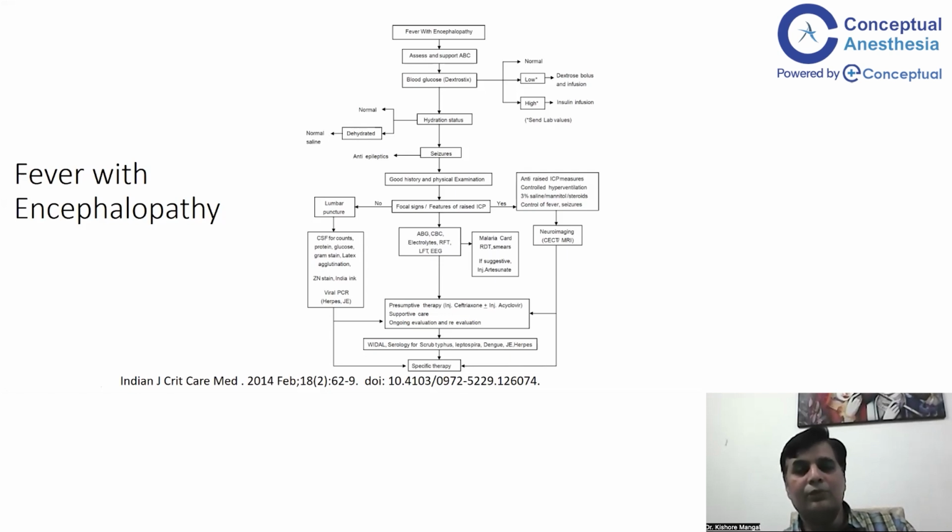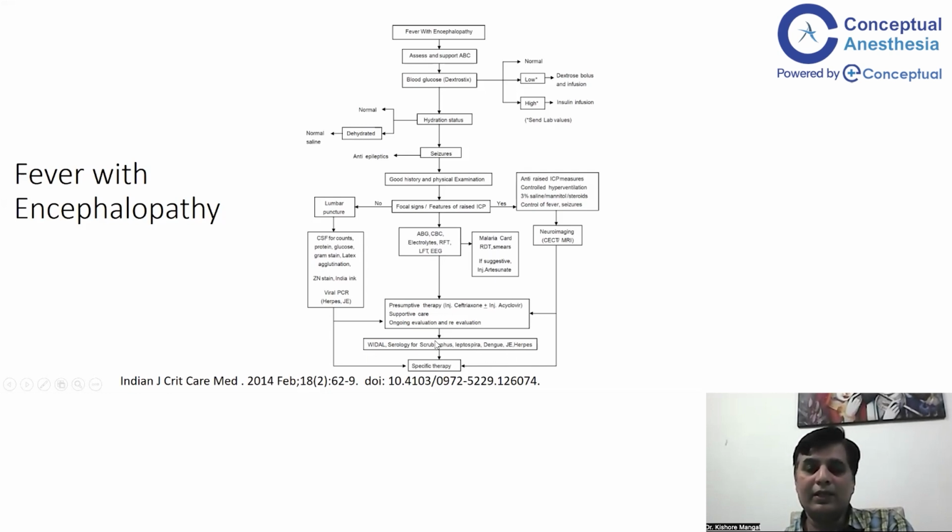And if there is no raised ICP, then you can go for lumbar puncture and you have to check the CSF. Apart from routine tests, you have to also send ZN stain, India ink, and viral PCR for herpes and Japanese encephalitis. Sometimes you also send it for tuberculosis, and you have to again perform rapid tests for malaria. And if it is suggestive, then you have to start artesunate. If it is not suggestive, then presumptive therapy in encephalopathy is ceftriaxone plus acyclovir to cover for the herpes infection. Meanwhile, you also can look for Vidal tests, scrub typhus, leptospirosis, dengue, and other tests.